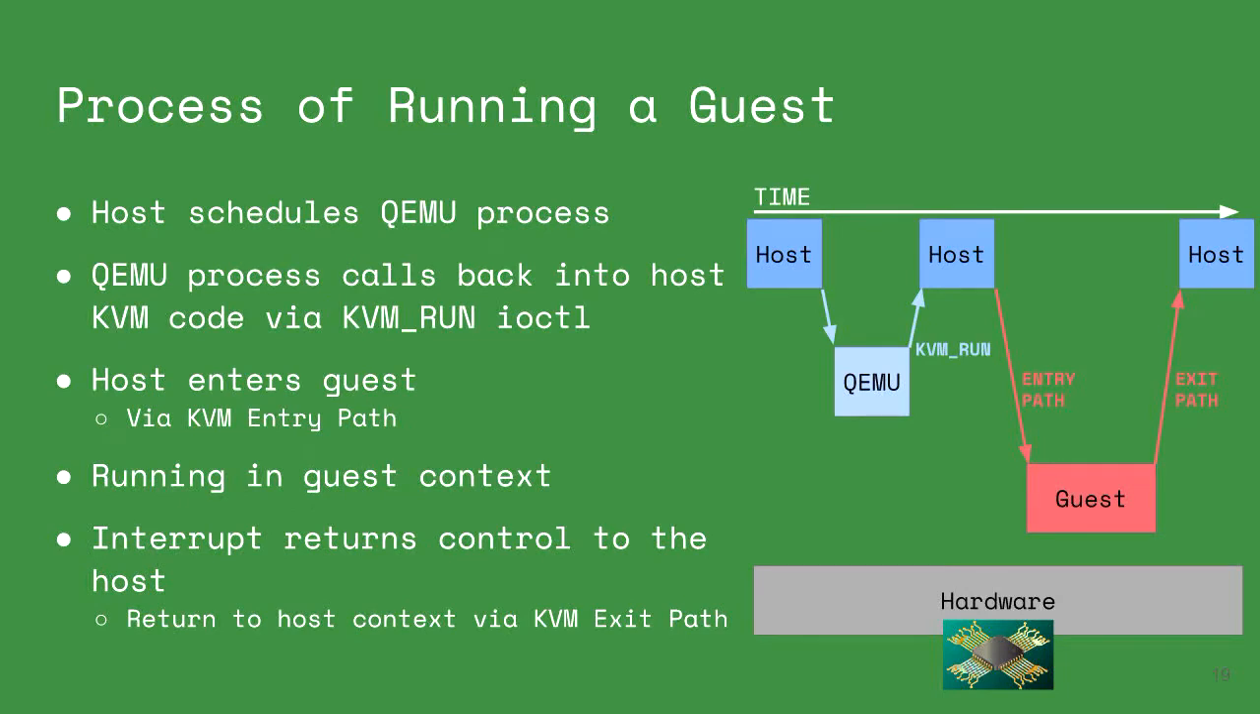So how do we actually run one of these guests? Well, in the host user space, there's a QEMU process created when you start up one of these guests. And so when the host schedules that, it then calls back into host KVM code with our KVM_RUN ioctl. If that then decides it's going to enter the guest, it enters via what I'm going to call the KVM entry path, which is just a code path in the KVM code, which loads up our guest context. That way, we're now running in our guest until an interrupt returns control back to our host. When that happens, we take what I'm going to call the KVM exit path, and then we're back in our host again.